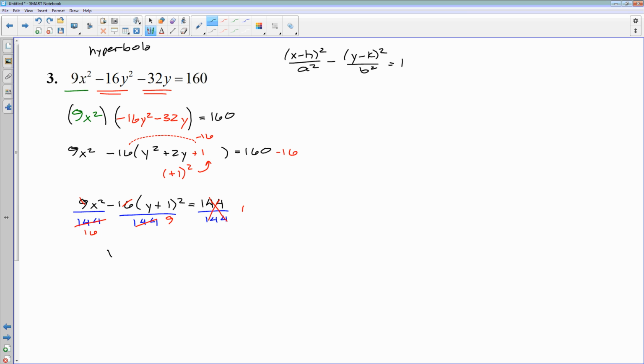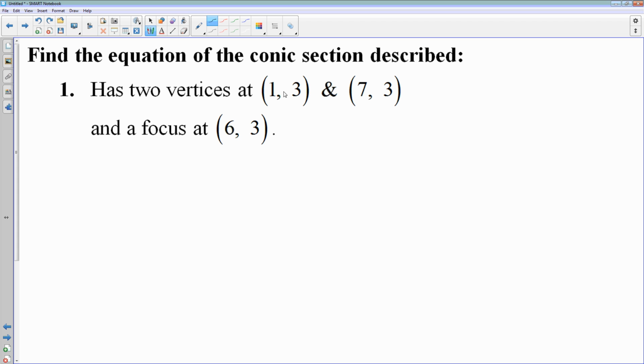So our standard form is going to be x squared over 16 minus y plus 1 squared all over 9 is equal to 1. And there's our standard form here. So that's the second type question you're going to see on the review. Start with some graphing, then we'll put things in standard form, and then the last section is going to be finding the equation of a conic section with a certain description.